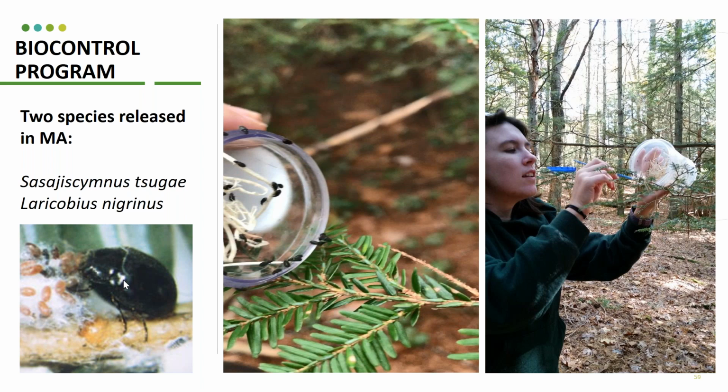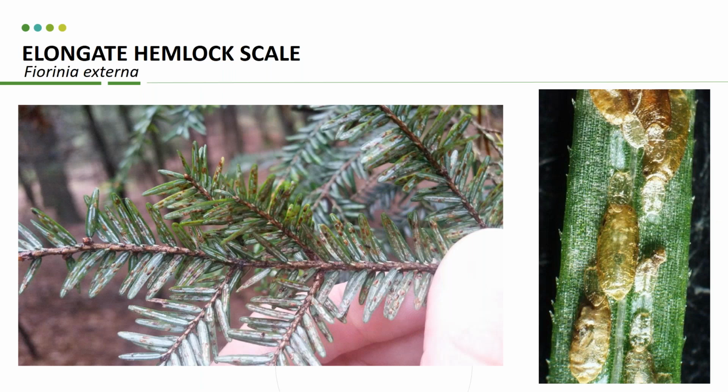But we do have the other pressure of elongate hemlock scale, which now is widespread throughout the state. We're seeing it, and the densities are building. And unlike hemlock woolly adelgid, which can be negatively impacted by winter temperatures and die off, elongate hemlock scale is an armored scale and is a little bit more resistant to those winter temperatures, and a little bit more persistent once it gets to a site.